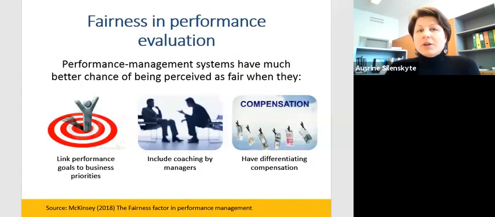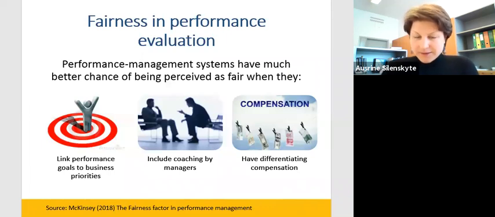Now, building long-term relationships between an organization and its employees is highly linked with performance management issues. So let's look at what performance management system would be fair and effective in the eyes of diverse employees. Performance management systems have a much better chance of being perceived as fair when they have these three elements. Number one, linking performance goals to business priorities. Number two, include coaching by managers. And number three, having differentiating compensation.